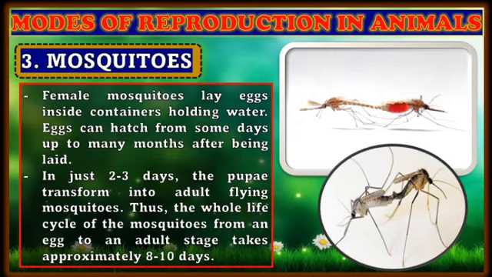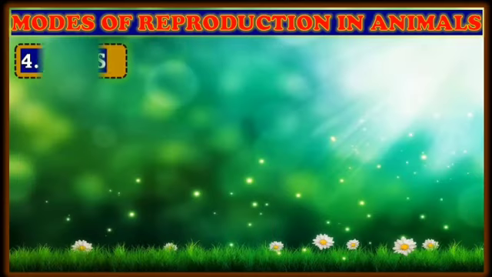Female mosquitoes lay eggs inside containers holding water. Eggs can hatch from some days up to many months after being laid. In just 2 to 3 days, the pupae transform into adult flying mosquitoes. Thus, the whole life cycle of the mosquitoes from an egg to an adult stage takes approximately 8 to 10 days. Number 4 mode of reproduction in animals is dogs.